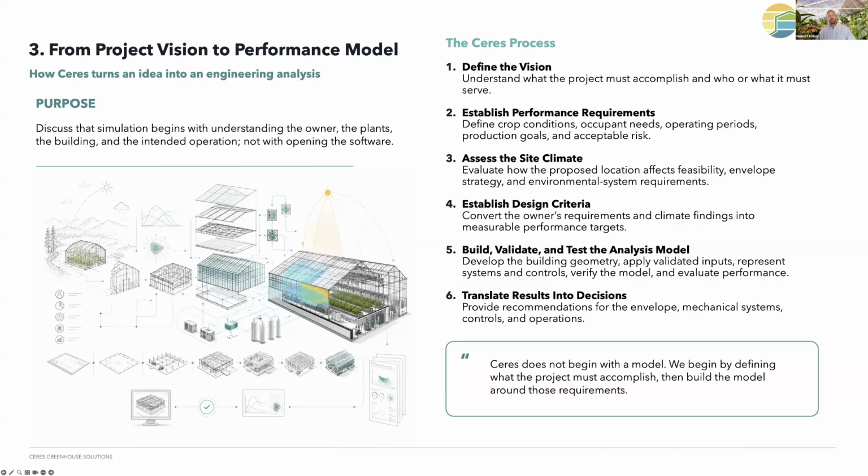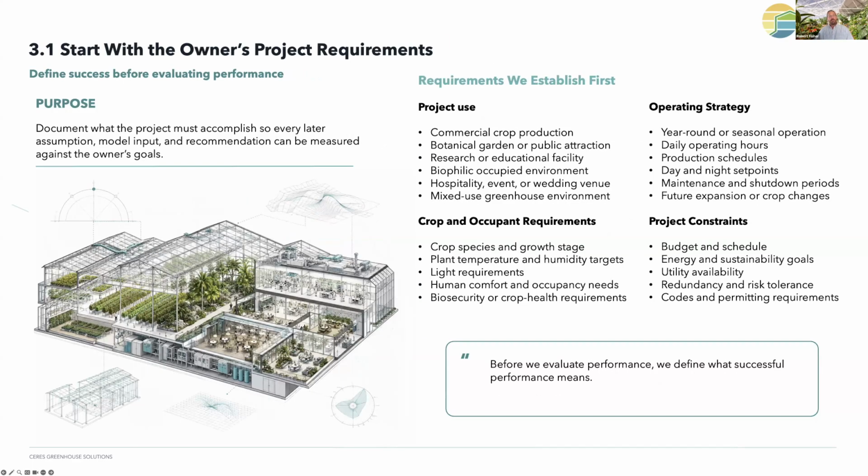The final step is to translate the results into decisions about the envelope, the mechanical systems, the controls, and the operation. Before evaluating the performance, we need to define what success means. We consult on many different types of projects, such as commercial crop facilities, botanical gardens, research greenhouses, conservatories, and even event spaces, all of which utilize greenhouse construction. But their performance requirements can be very different.